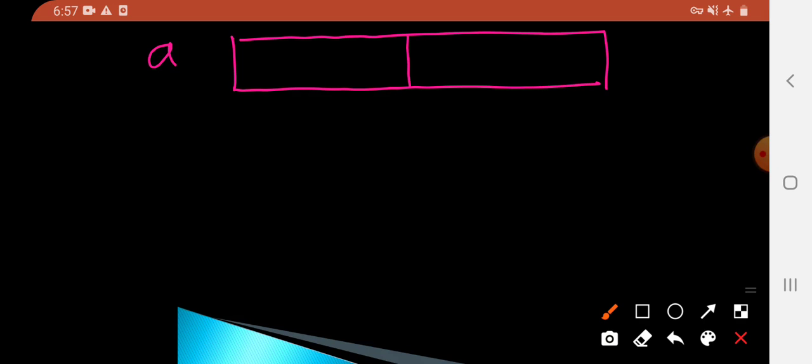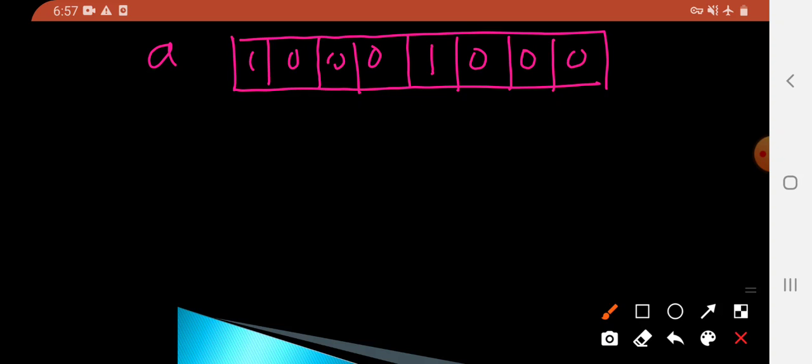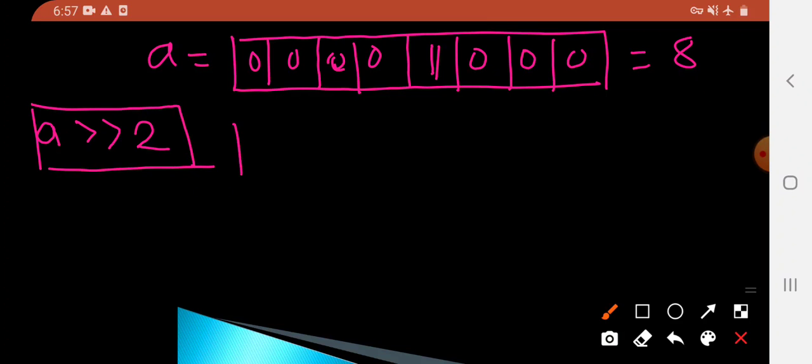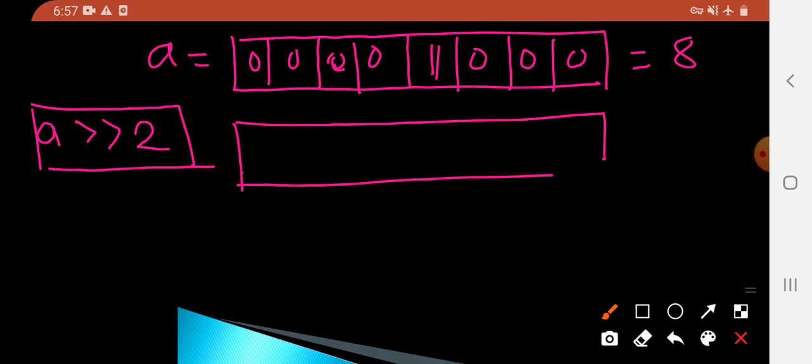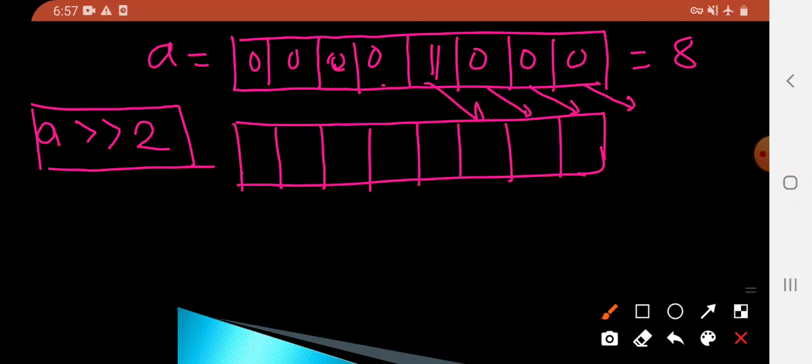Suppose a equals 8. This is nothing but 8, because this bit is active. So now the right shift operator 2. So these are your operations. Now shifted to the right side. I again draw this diagram. Shifted to right, so this one is shifted to the right side.